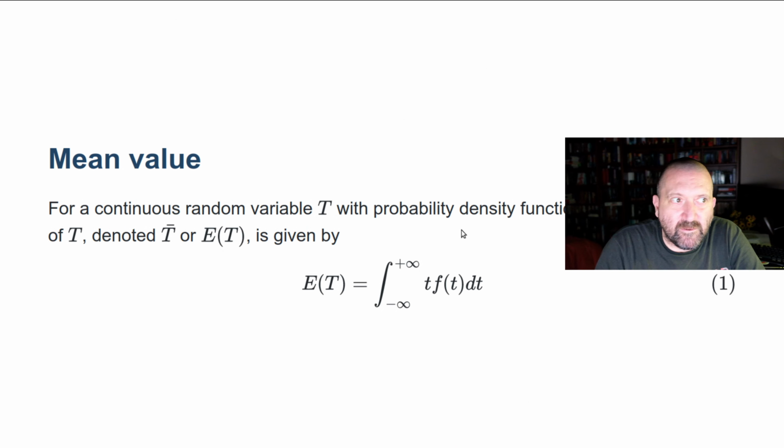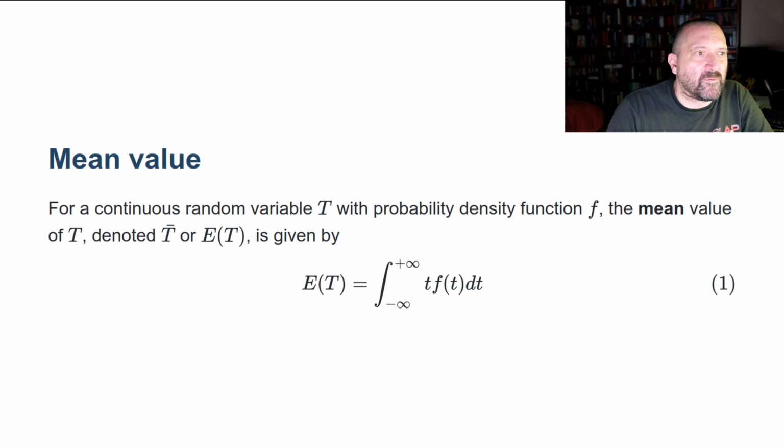The mean value, the average, so let me move myself here. What's typically called the average, we call the mean. If I have a continuous random variable, t, and it has a probability density function, f, then the mean value of the random variable, which is typically denoted t bar or E[t], is simply the integral over the entire domain of t times f(t).